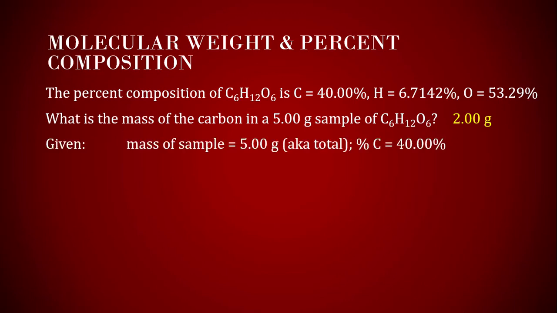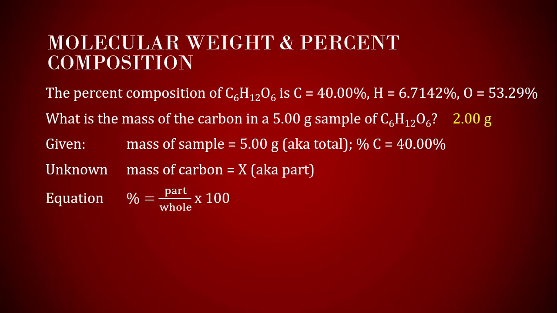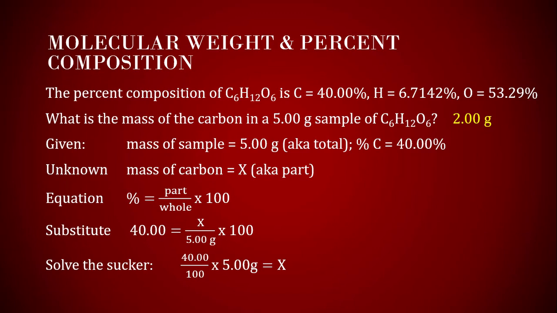What are we given? We know the mass of the sample, or the total sample, is 5 grams. We know the percentage of carbon, which is what we're interested in, is 40%. What are we looking for? What's the unknown? The mass of the carbon in the sample. That's the part. We'll call it X. We know the equation for percentages. Percent equals the part divided by the whole times 100. Substitute what we know in, so 40 equals X divided by 5 times 100. Rearrange so you can solve, and you come up with 2 grams equals X.